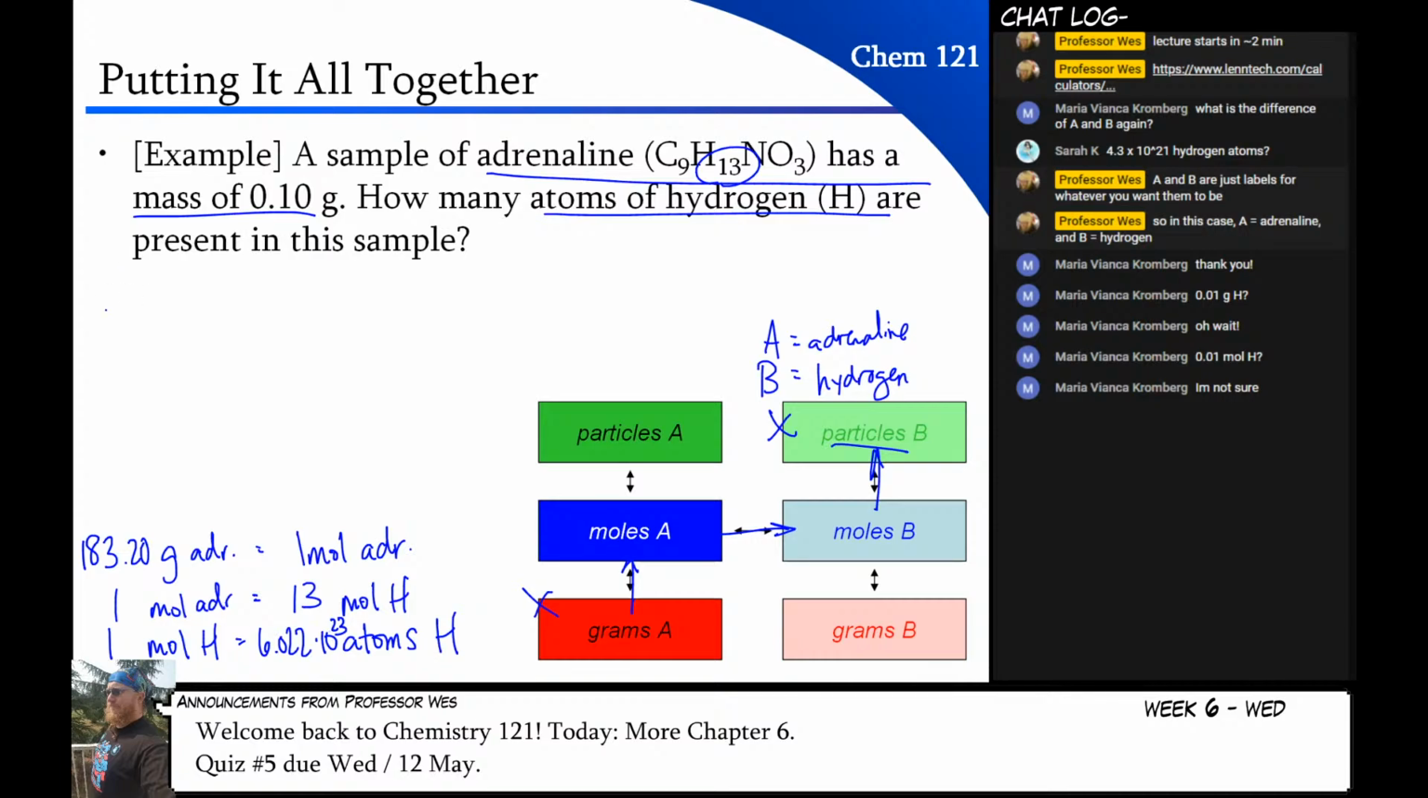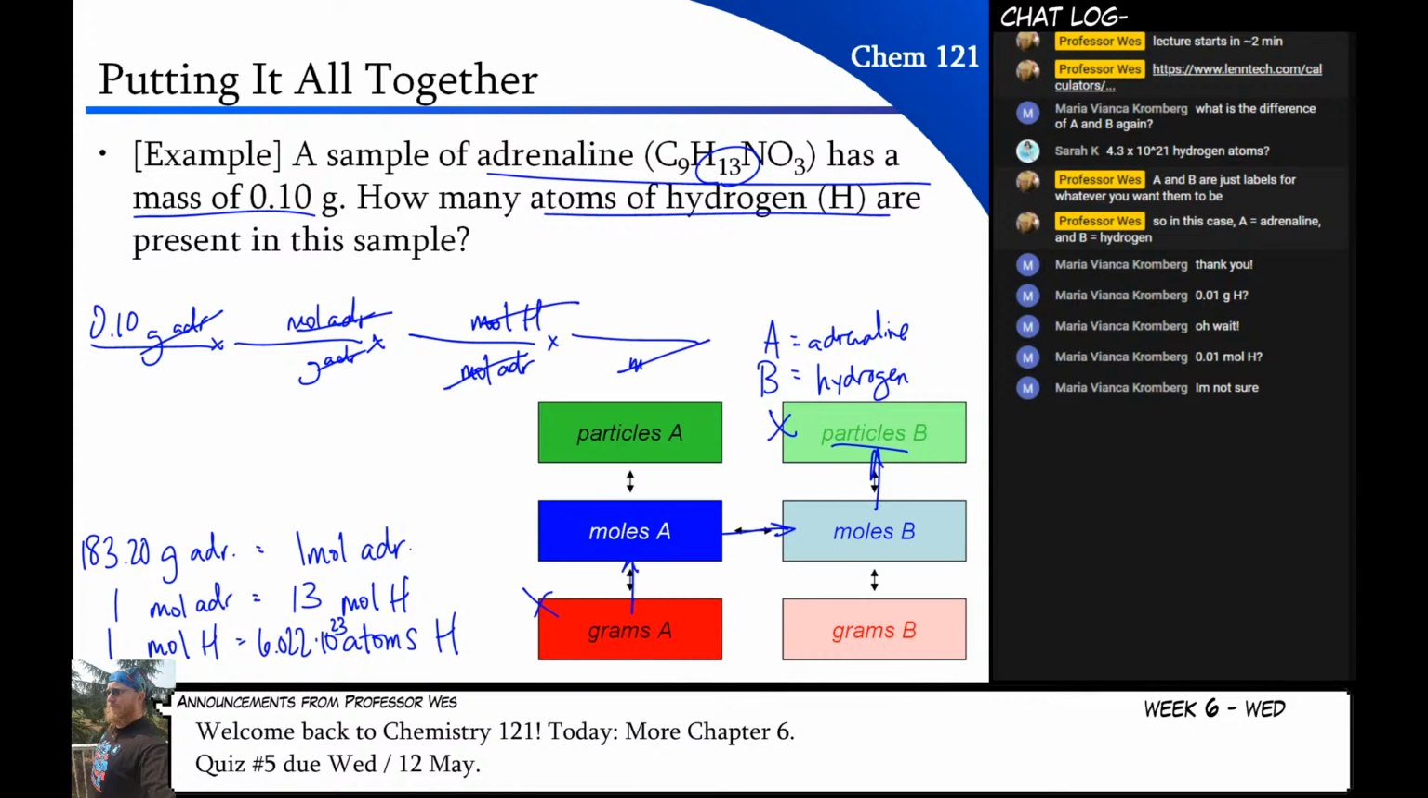Let's do the dimensional analysis. So I've got 0.10 grams of adrenaline. We're going to cancel that out and turn that into moles of adrenaline. Oh, we'll do the numbers later, actually. Let's just do all the units first. Then I'm going to cancel this out with this down here. We'll turn moles of adrenaline into moles of hydrogen. And then same process here. There you go.